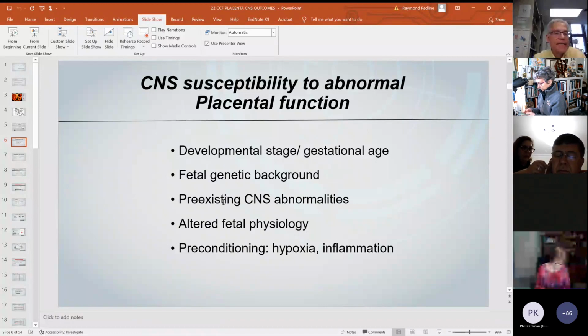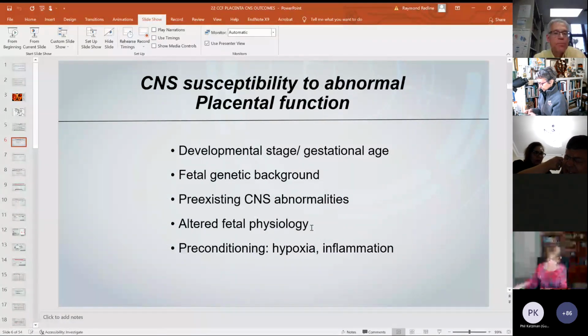There are pre-existing CNS abnormalities, such as intraventricular hemorrhage or white matter damage unrelated to placental processes, that may mimic a placental process. And then we'll talk a little bit about altered fetal physiology when it's secondary to placental processes, and a little bit about preconditioning, where an early event may decrease the threshold for injury of a later event.